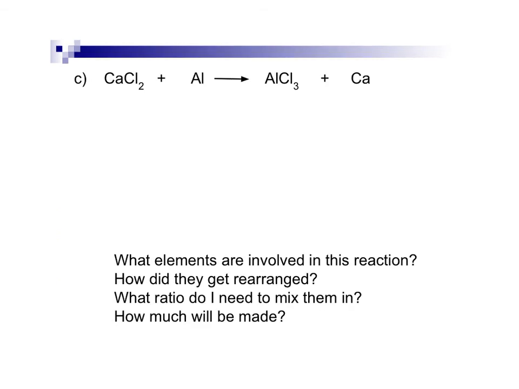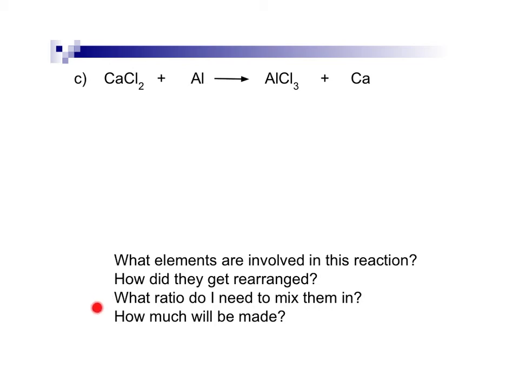Let's have a look at this example here. What elements are involved in this reaction? Well, we have a calcium, a chlorine, and an aluminum. How do they get rearranged? Do you notice how the aluminum is stealing calcium's partner and kicking the calcium out on its own? Hey, that's our classic single displacement pattern.